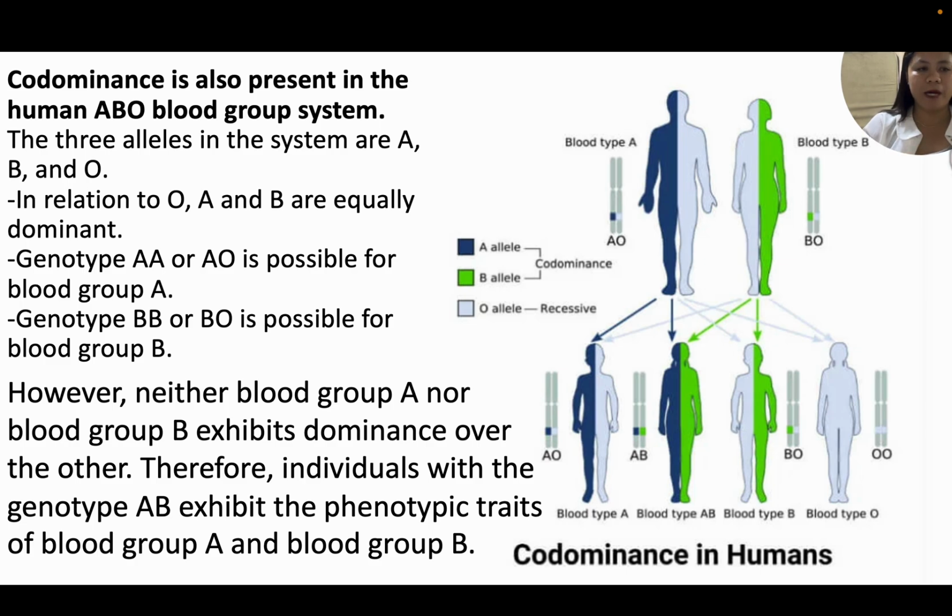However, neither blood group A nor blood group B exhibits dominance over the other. Therefore, individuals with the genotype AB exhibit the phenotypic traits of blood group A and blood group B. So again, ulitin ko, pag ang kasama ni A is O, dominant si A. Pag kasama ni B si O, dominant si B. Pero pag magkasama si A at si B, ang tawag nito, equal lang yung dominance ni A at ni B. Kaya example siya ng codominance. Okay?